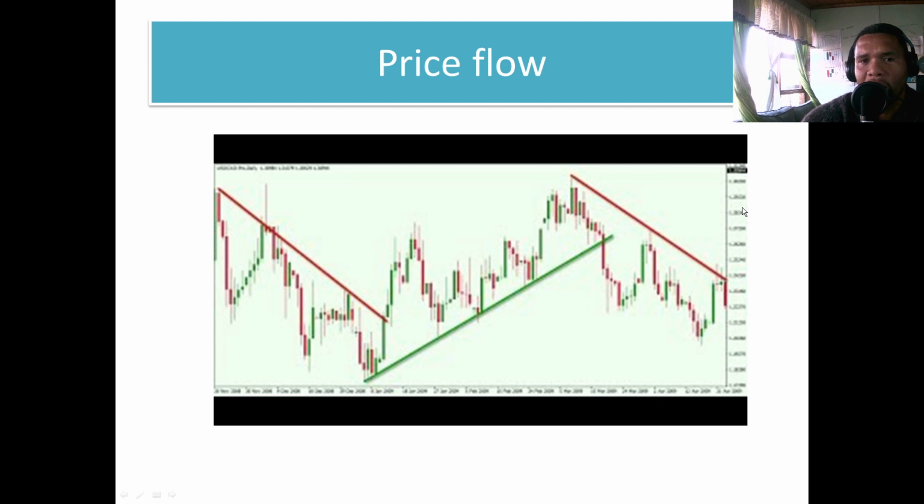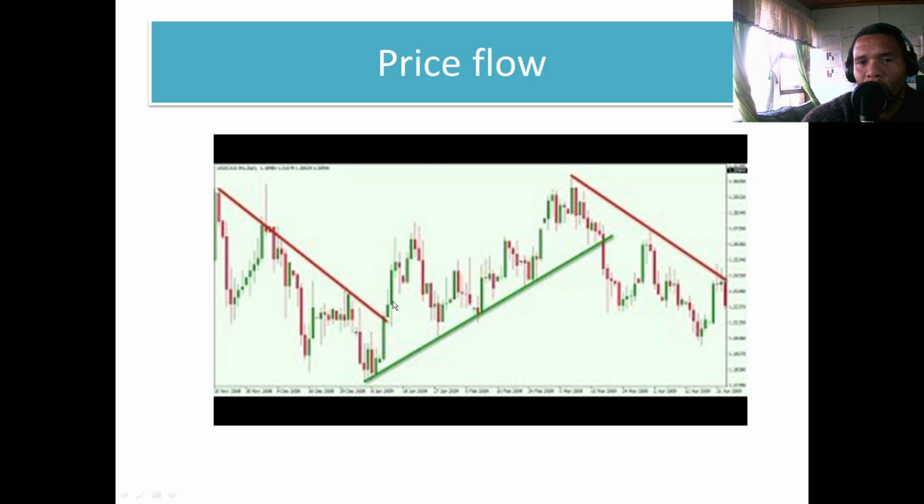What we can see right here is that price, in this scenario, is moving impulsively to the downside, creating lower highs and lower lows, lower highs and lower lows. On this other picture we can see price creating higher highs and higher lows. That is basically the simple version of price flow.